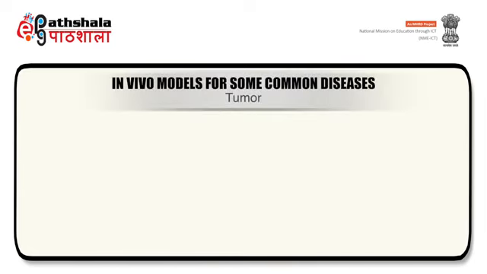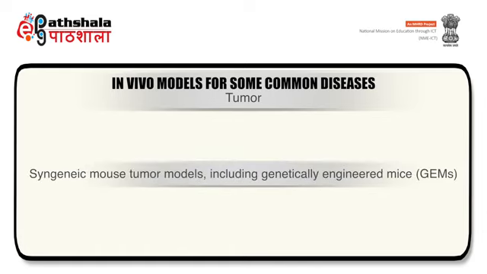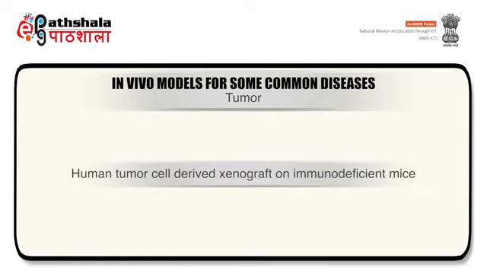In the subsequent section, we will be discussing about the different in vivo models available for some common human diseases. The first is for tumors. There are 3 different models available for studying the drug behavior in tumors. The first is the syngeneic mouse tumor models including genetically engineered mice. The second is human tumor cell-derived xenograft on immunodeficient mice. And the third is patient-derived xenograft on immunodeficient mice.